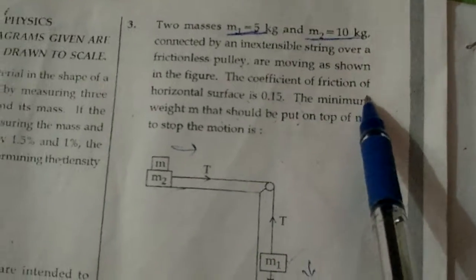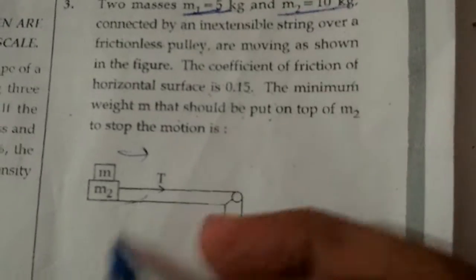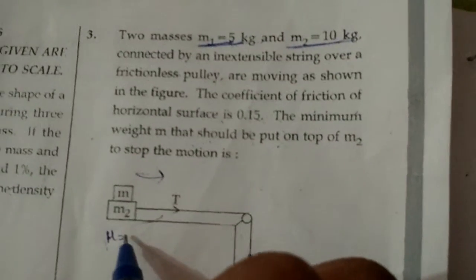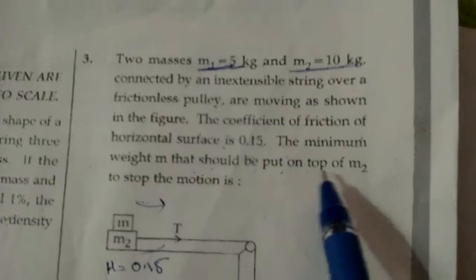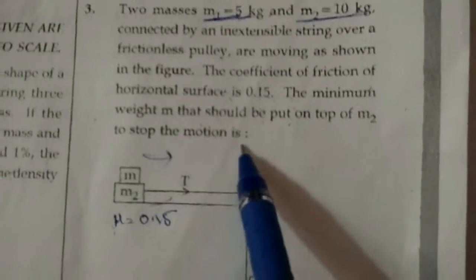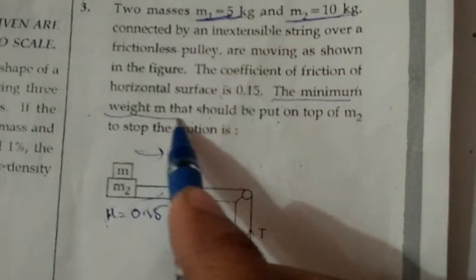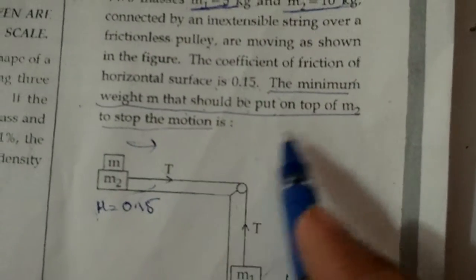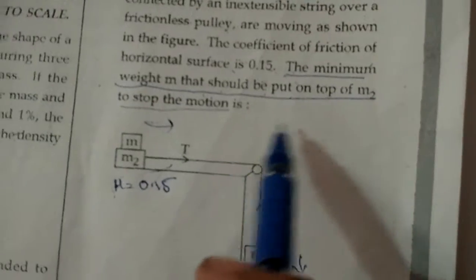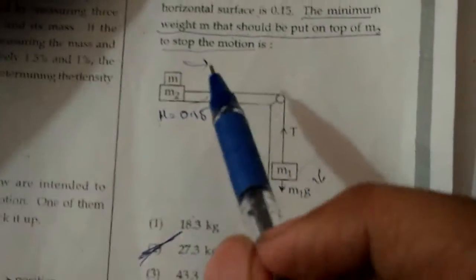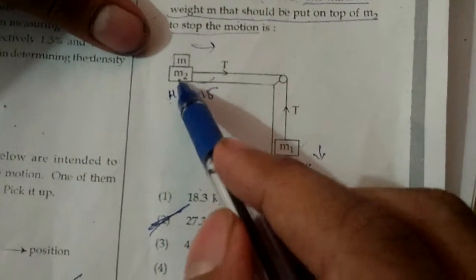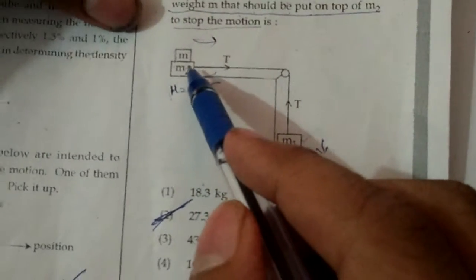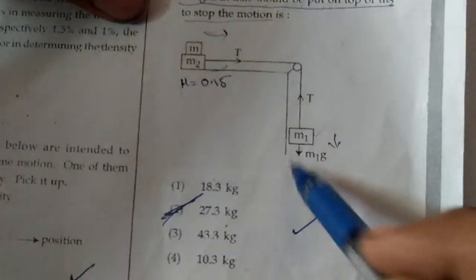The coefficient of friction of the horizontal surface is 0.15, so mu, which is the coefficient of friction, is equal to 0.15 in this case. The minimum weight m that should be put on the top of m2 to stop the motion is. Here it is asked what minimum mass m must be placed on this block of mass m2 to stop this motion.